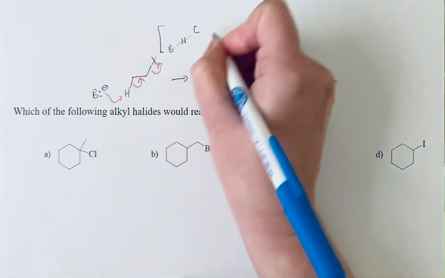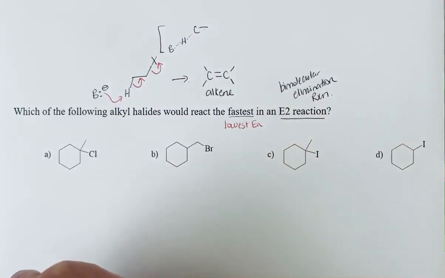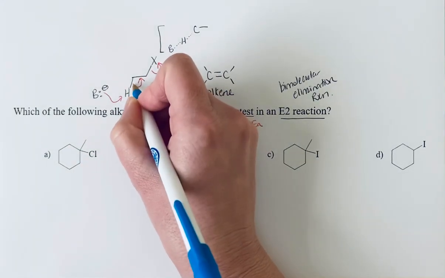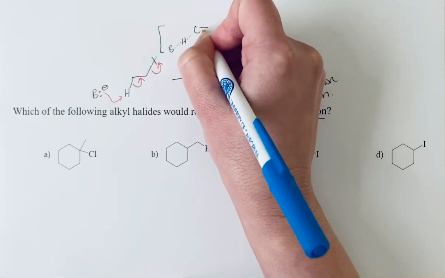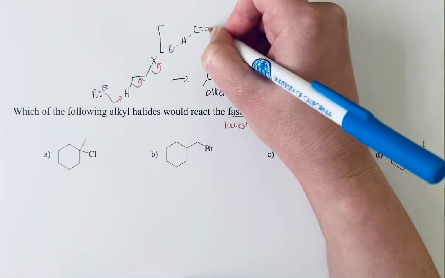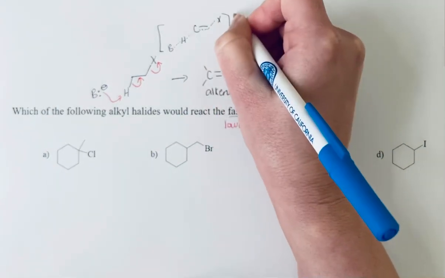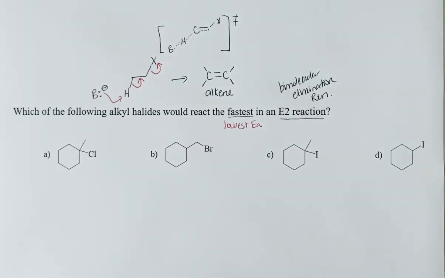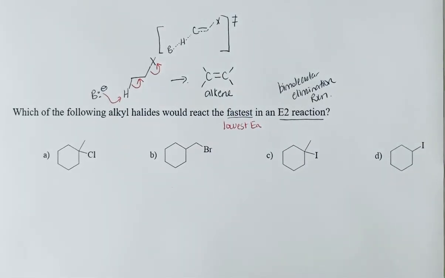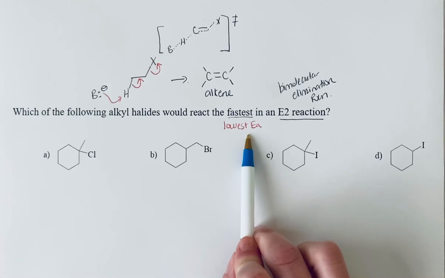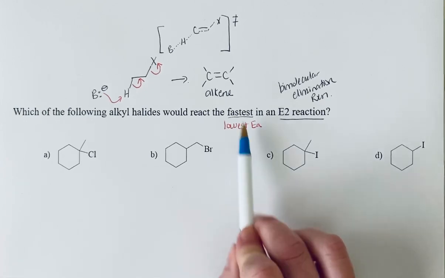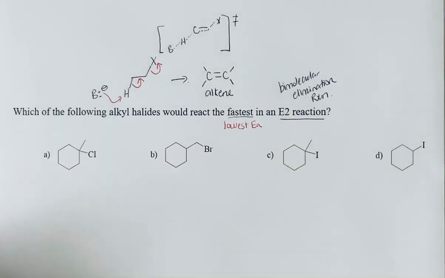The sigma bond there is intact, so I'm going to draw a line to represent that sigma bond, and we are forming a pi bond, and the bond to the leaving group X is breaking. And so that's the way that we indicate a transition state. And so the lowest activation energy barrier is going to have the lowest energy transition state.